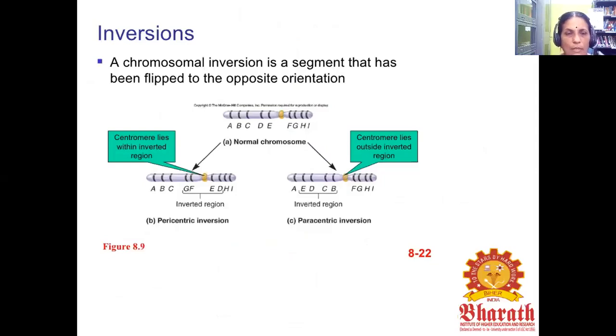Next, we see about inversions. A chromosomal inversion is a segment that has been flipped to the opposite orientation. The first one, A, is a normal chromosome, and the next one, B, is a pericentric inversion, in which the centromere lies within the inverted region. In the case of paracentric inversion, the centromere lies outside the inverted region.